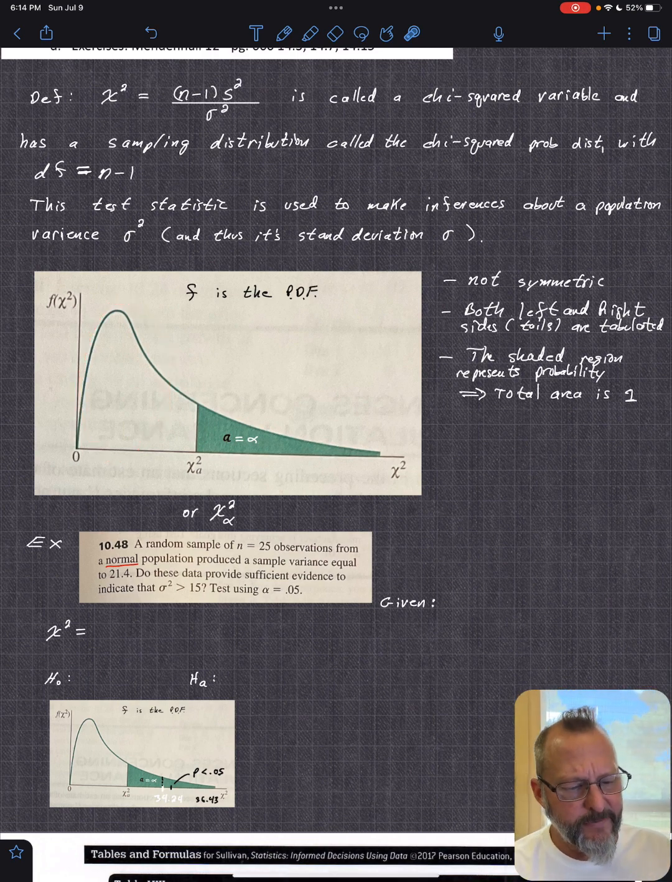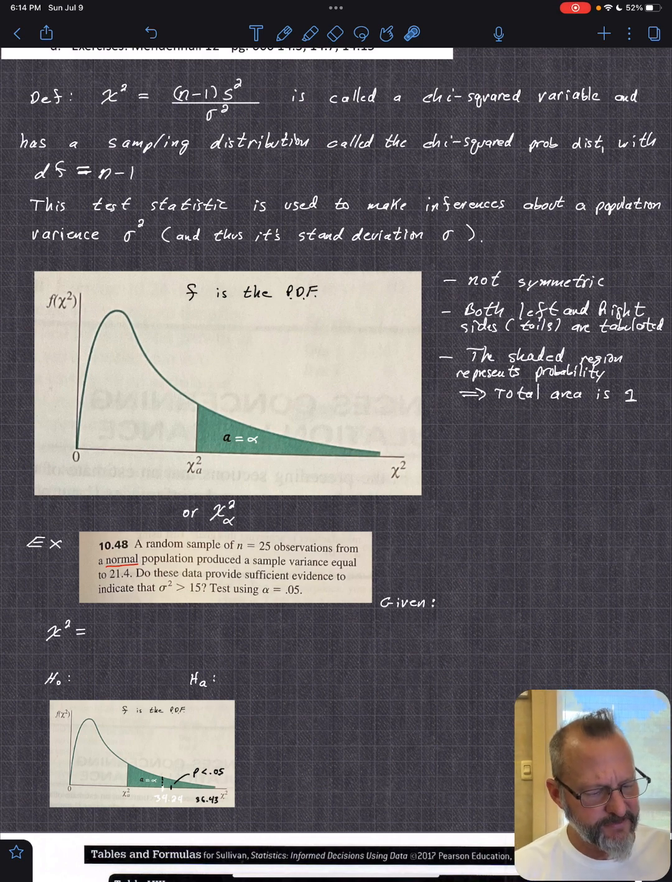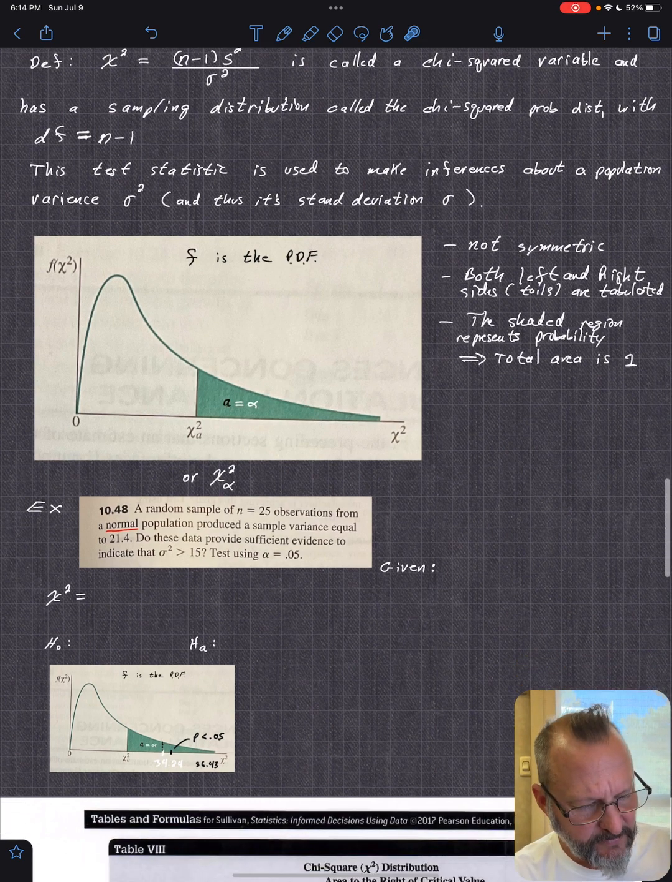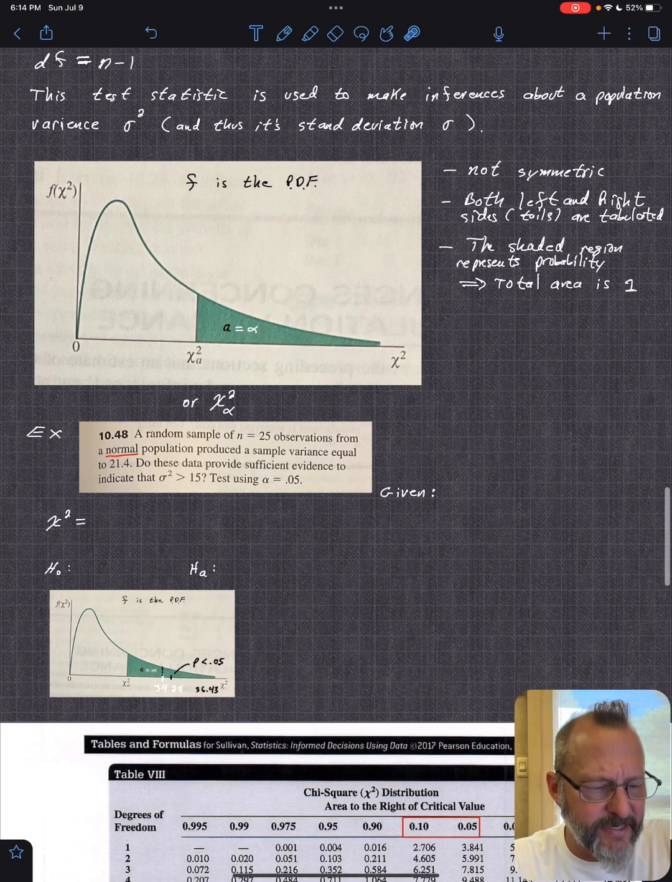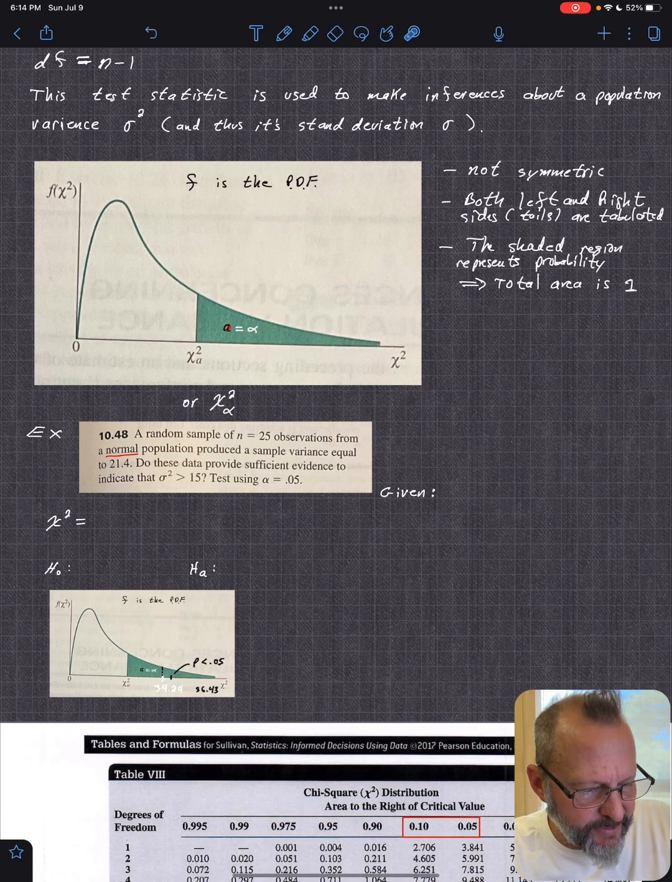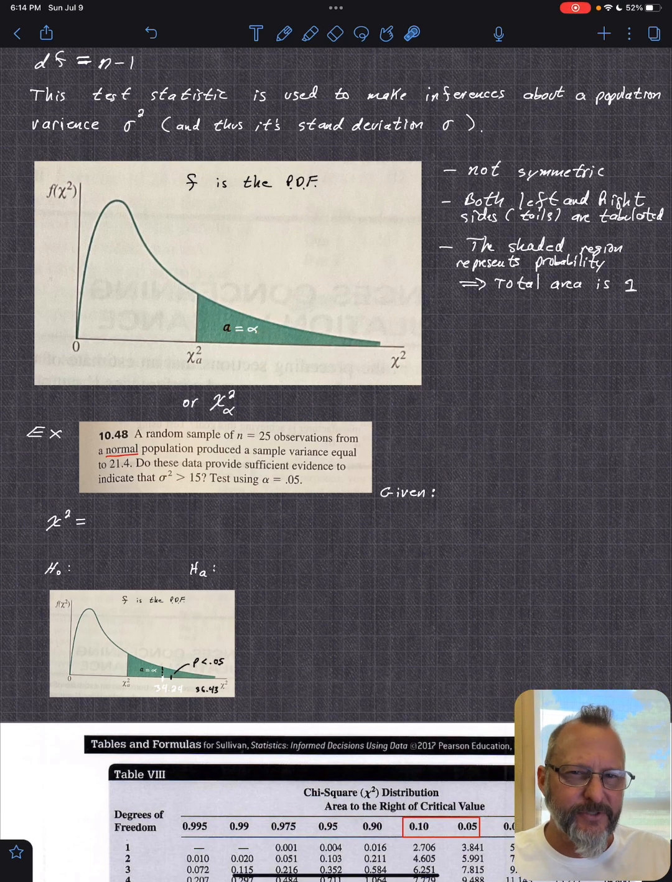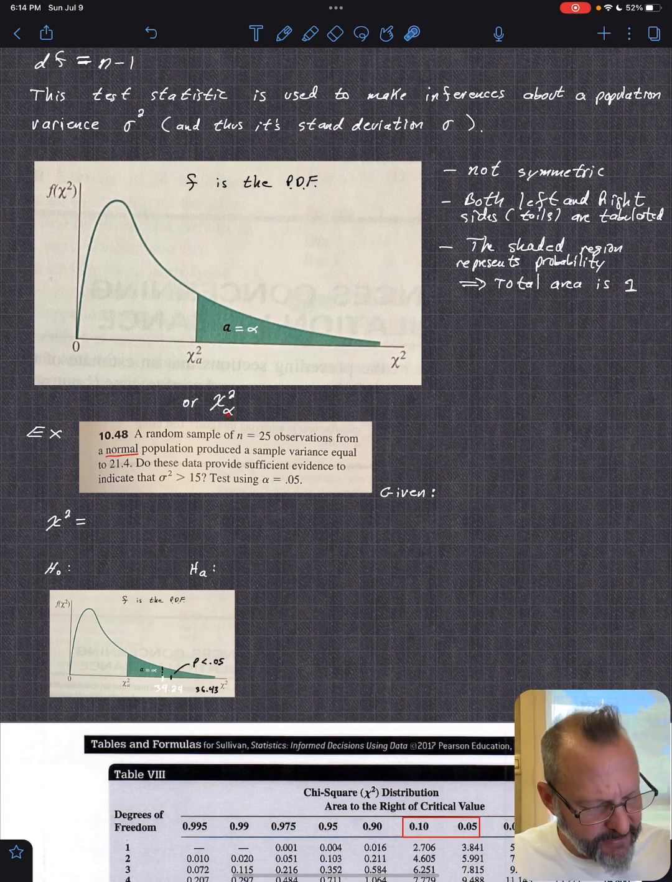Being squared, it has to be positive. So that's the other thing. In the book, right there, they used A, but later they used alpha, so we'll just use alpha like that.